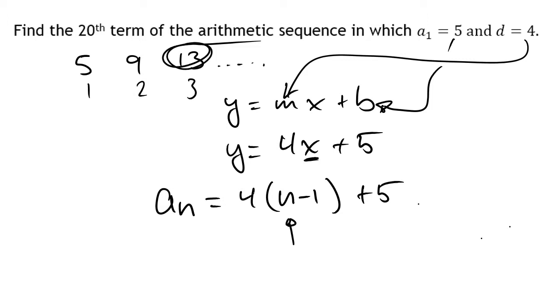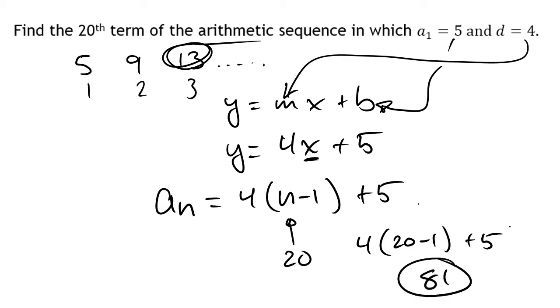And now that I've got that set up, I can say, well, what does it produce if I throw in the number 20? 20 minus 1, of course, is 19. So I have 4 times the quantity of 20 minus 1, which is 19. I'll just plug those in there a second. 20 minus 1, and then plus 5. So 4 times 19 plus the number 5 is 81. So the 20th term would be the number 81.